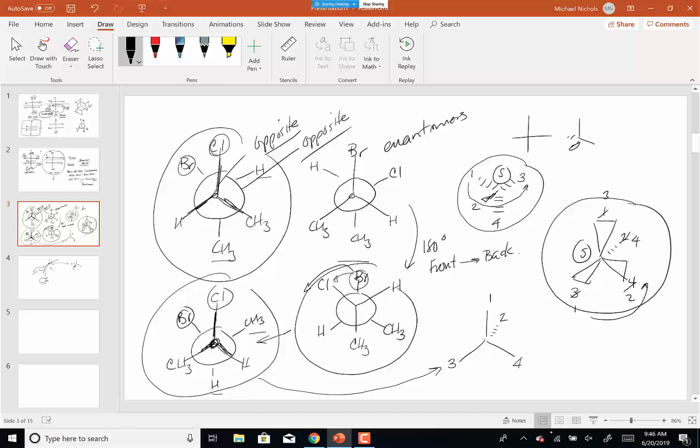So in yesterday's folder, there are problem sets with two molecules asking you what are their relationships. And there's an answer key that goes with that as well. So I'm going to strongly recommend you do as many of those problems as you can.